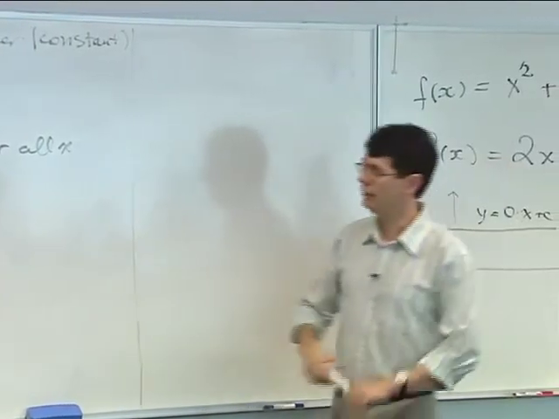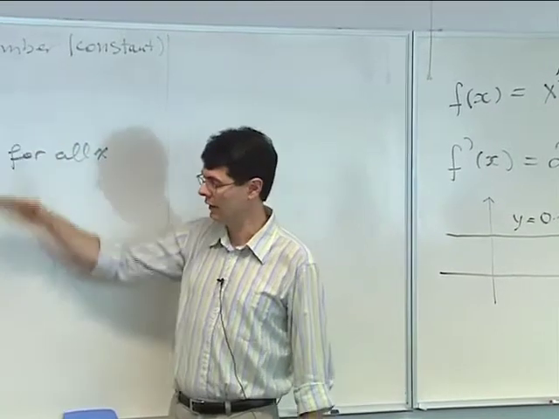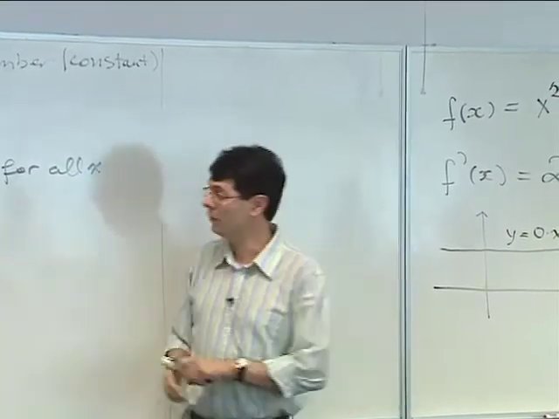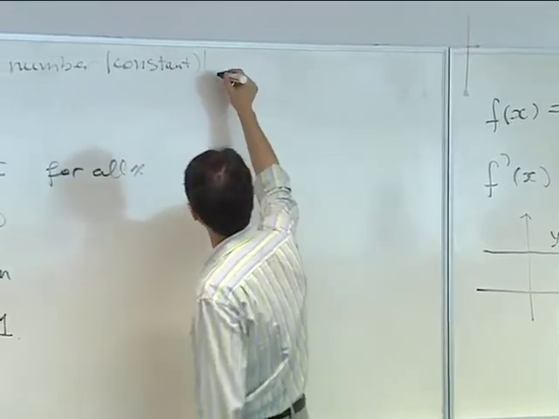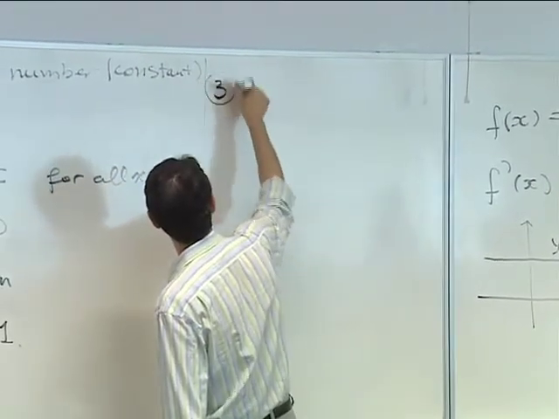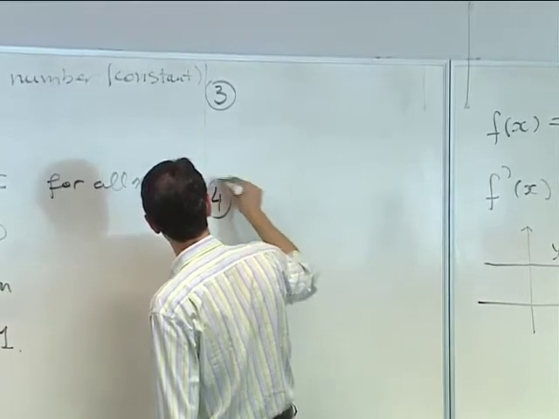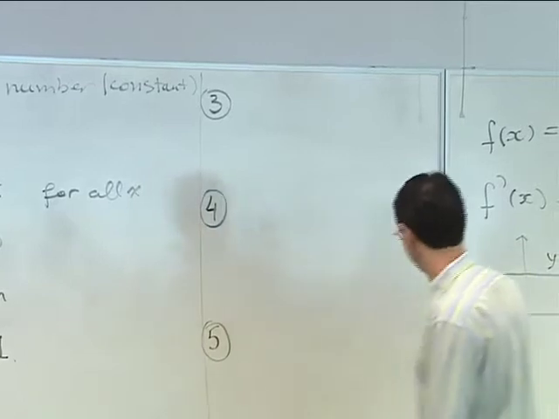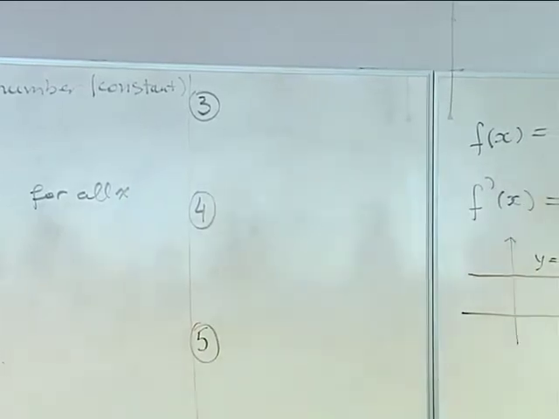Now, you notice that I told you what to do if you have a constant and what to do if you have just x. Now come 3 rules that you should not forget. Rule 3, Rule 4, and Rule 5. Rule 3 says the following.